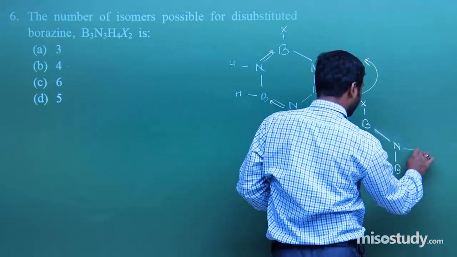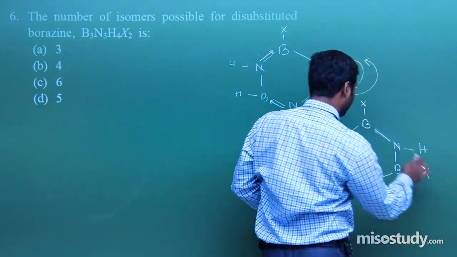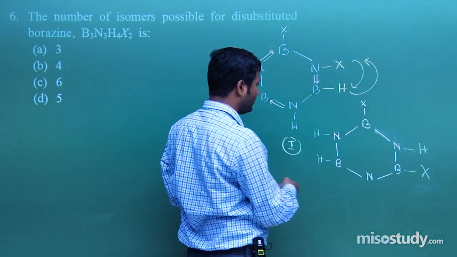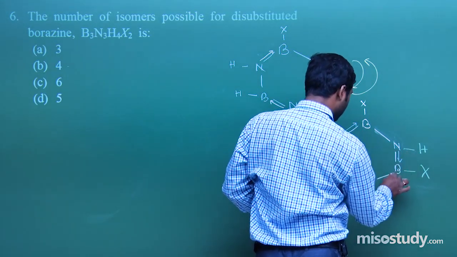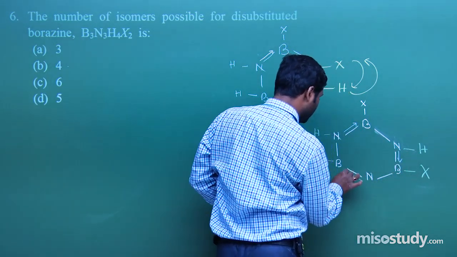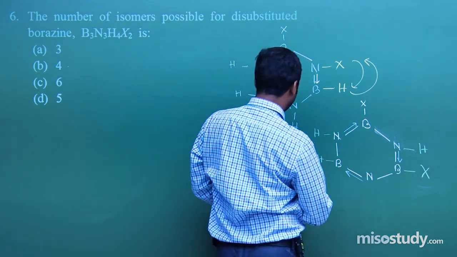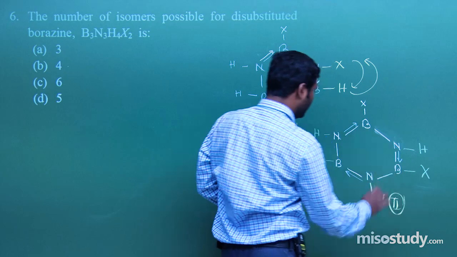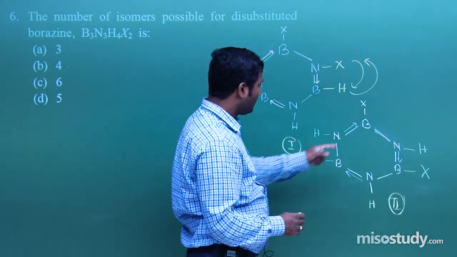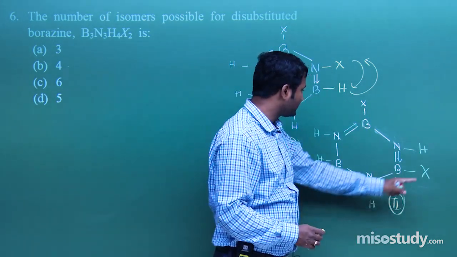Now exchange, there is X, there is H, and there is X. This is now this one, this one and this one. Clear to you? And put here also H. This is the next form, next isomer. Clear to you? Now the third isomer, put here X and also put here X, then H and H.